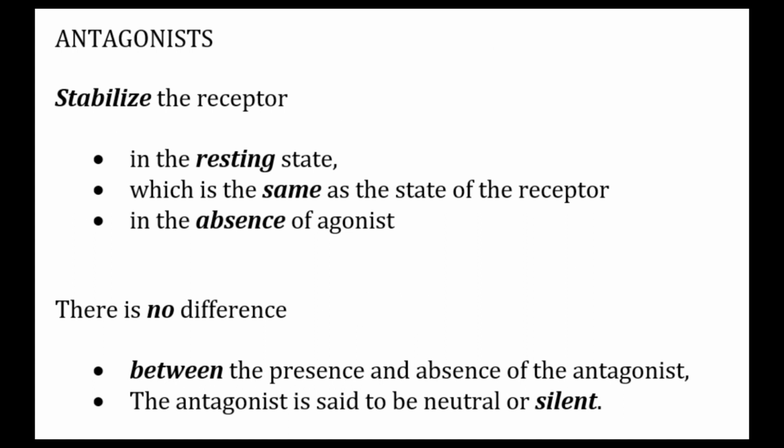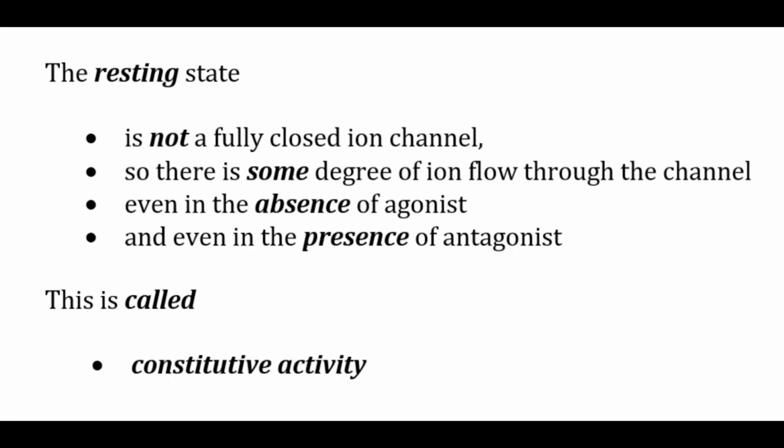As we previously studied, antagonists stabilize the receptor in the resting state, which is the same as the state of the receptor in the absence of agonist. There is essentially no difference between the presence and absence of an antagonist, and therefore the antagonist is said to be neutral or silent. Now, the resting state is not a fully closed ion channel, so there is some degree of ion flow through the channel even in the absence of an agonist or even in the presence of an antagonist. And this is called the constitutive activity.